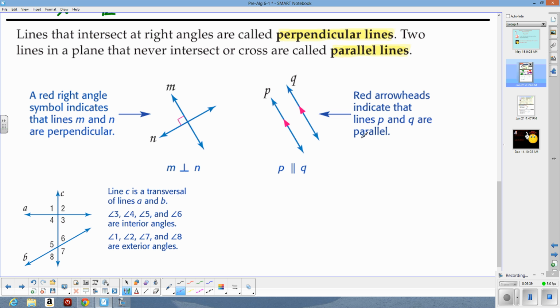Two lines in a plane that never intersect or cross are called parallel lines. And one way to indicate two lines are parallel is to put these little arrows on the line. And this right here is the symbol for parallel.